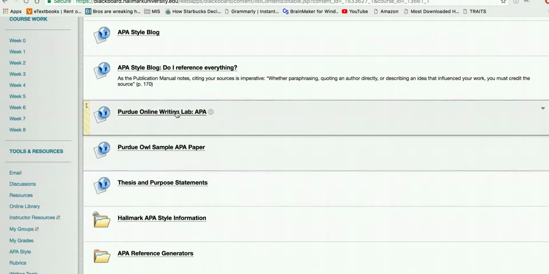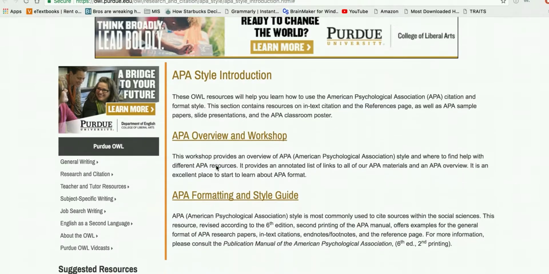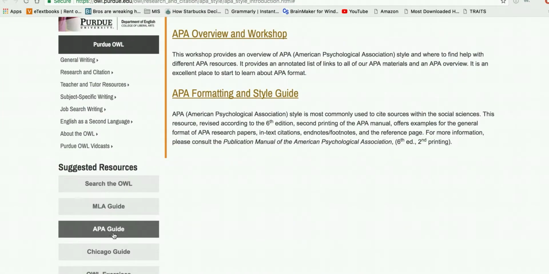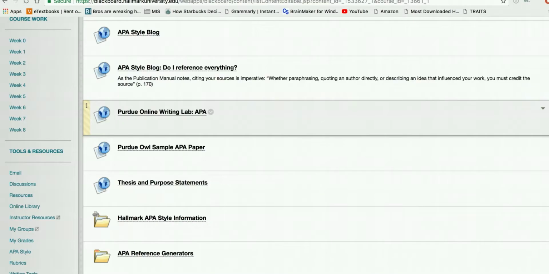And then, of course, Purdue OWL. That's a very good source. It's been reformatted, but it's out there. But you want to make sure that you're looking at the APA guide because it also gives information on MLA.